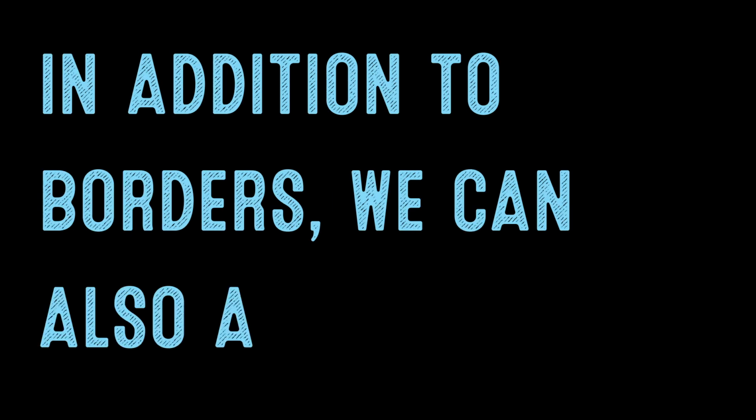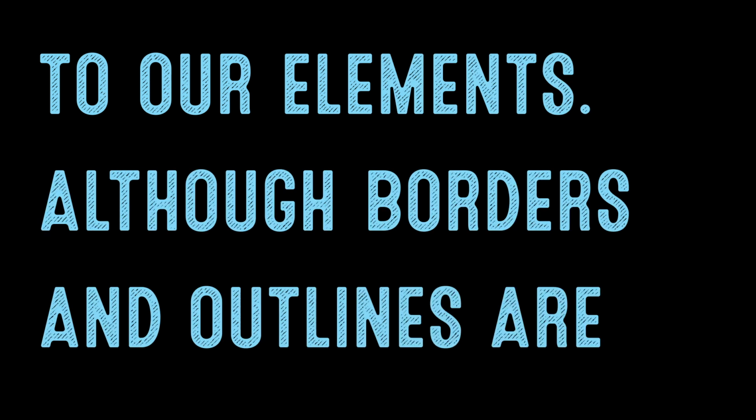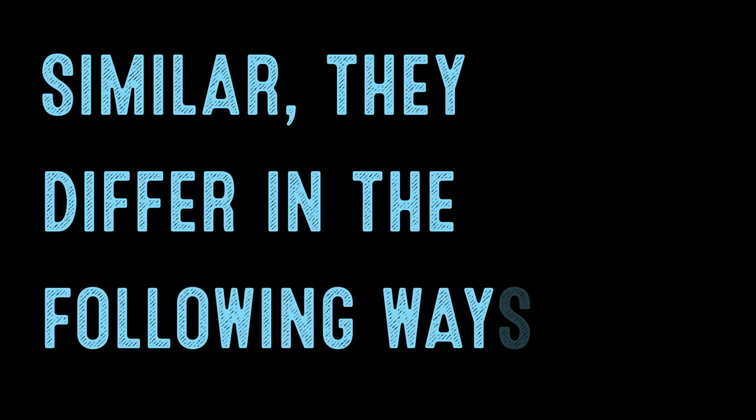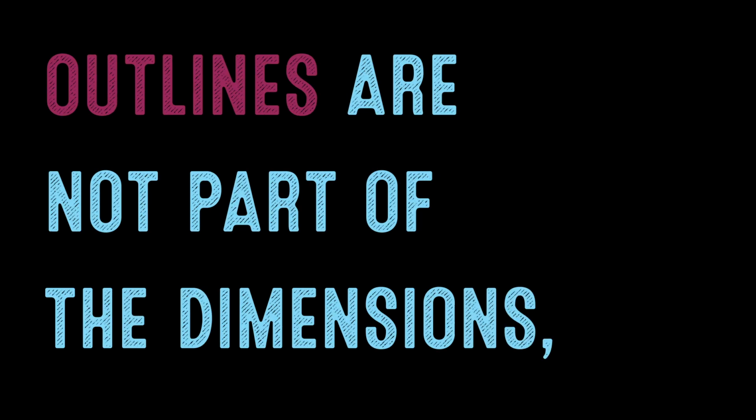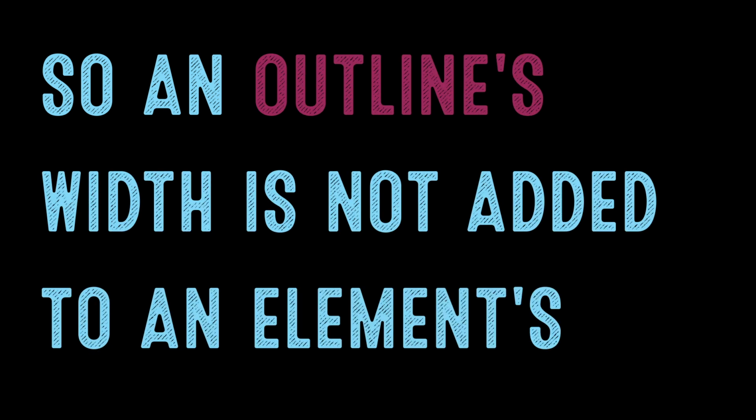The Daily Code Snippet. In addition to borders, we can also add an outline to our elements. Although borders and outlines are similar, they differ in the following ways. Outlines never take up space. Outlines are not part of the dimensions, so an outline's width is not added to an element's width and height.